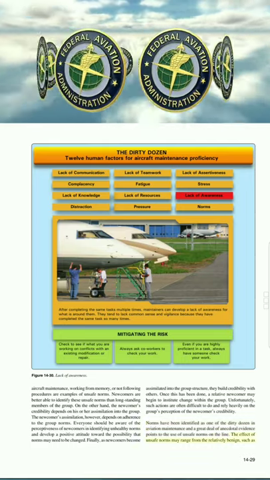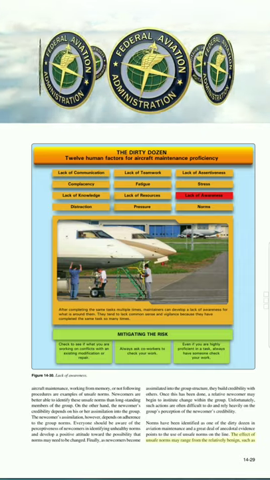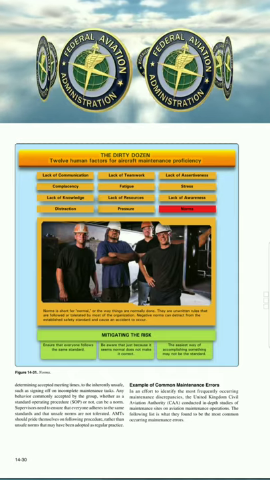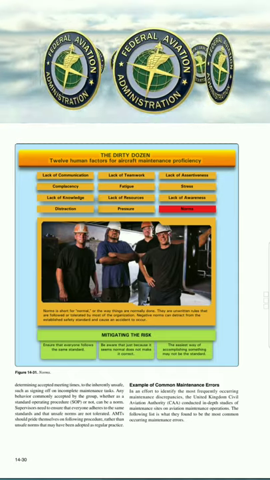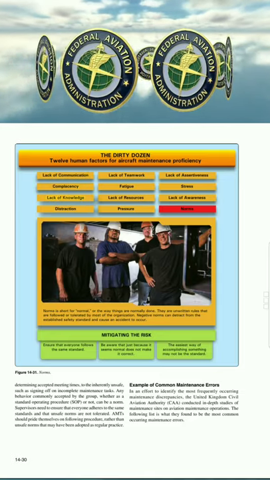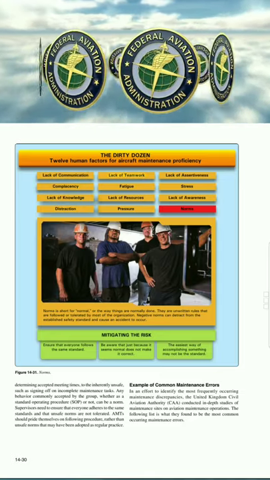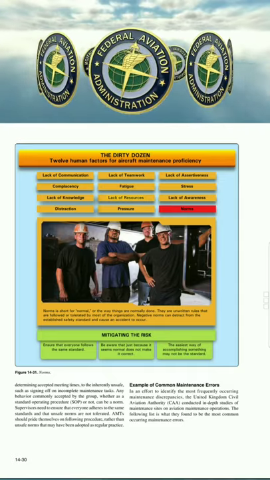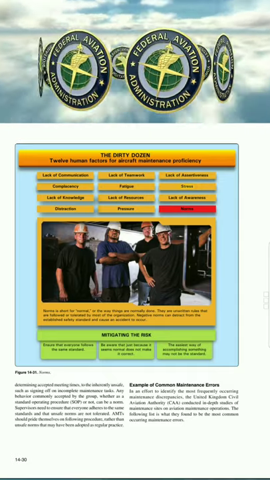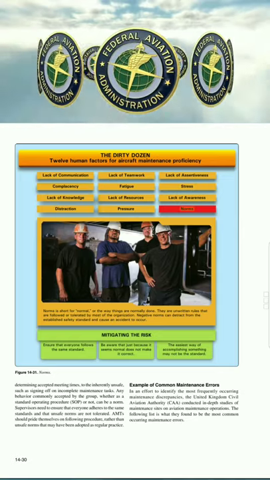The effect of unsafe norms may range from the relatively benign, such as determining accepted meeting times, to the inherently unsafe, such as signing off on incomplete maintenance tasks. Figure 14-29. The Dirty Dozen. 12 human factors for aircraft maintenance proficiency, ending with lack of awareness and norms.